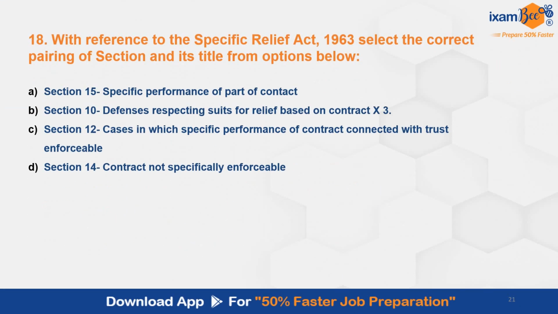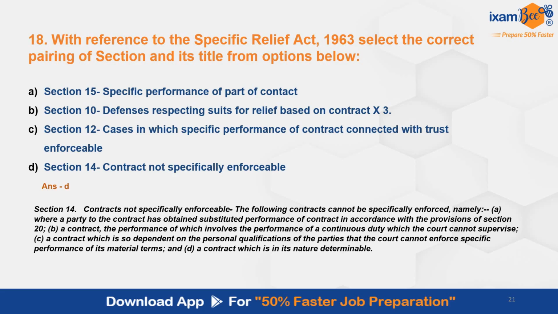Question number 18. With reference to Specific Relief Act, select the correct pairing of section and its title from options below. The correct answer here is D, section 14, contract not specifically enforceable. Section 15 is who may obtain specific performance, while specific performance of part of contract is given in section number 12. Then section 10 is specific performance in respect of contracts, and defenses respecting suits for relief based on contract is given in section number 9.